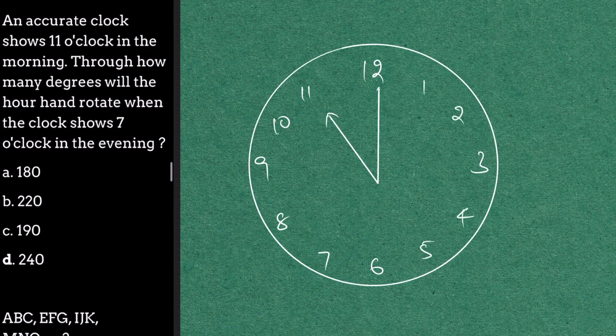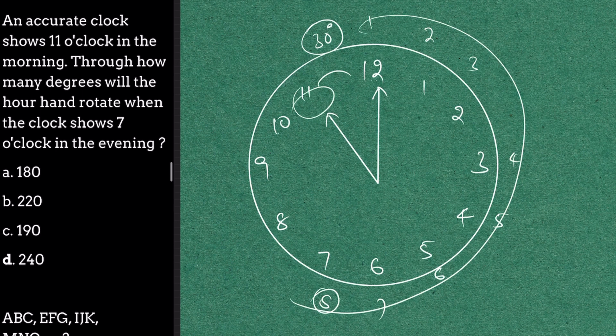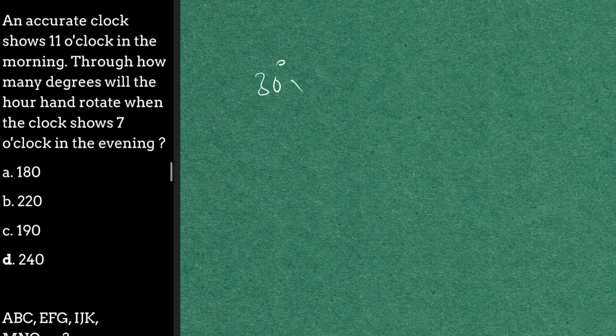We just now saw that for every hour, the hour hand moves 30 degrees. So now from 11 it has to reach 7. That would be 1, 2, 3, 4, 5, 6, 7, 8 hours. So it has to move 8 hours to reach from 11 to 7. So every hour we know it moves 30 degrees. So 30 multiplied by 8, it will be 240 degrees. So 240, or option D, is the right answer in this case.